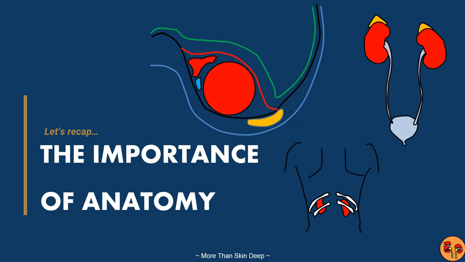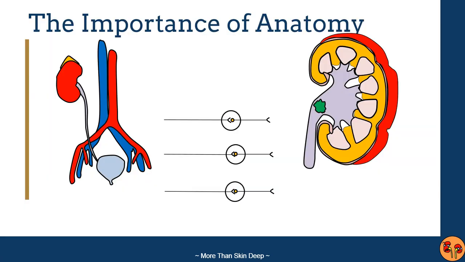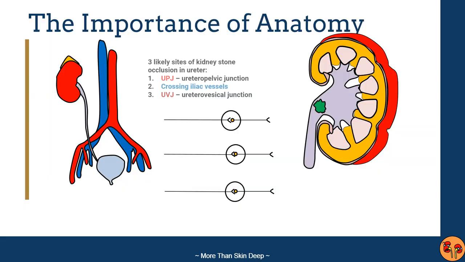Now let's recap the importance of anatomy. Firstly, recall that there are three key sites that a kidney stone could be lodged in the ureter. These are the uretero-pelvic junction, where the ureter meets the renal pelvis. Secondly is where the ureter crosses the iliac vessels. And lastly, there is the uretero-vesical junction. This is where the ureter meets the bladder posteriorly.